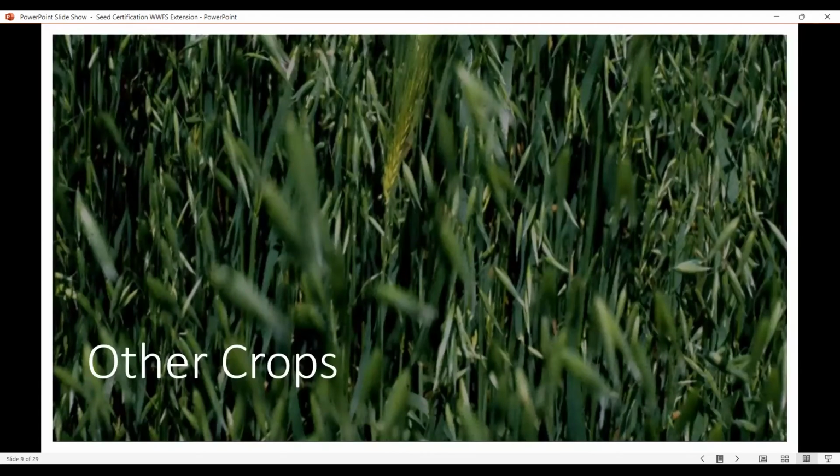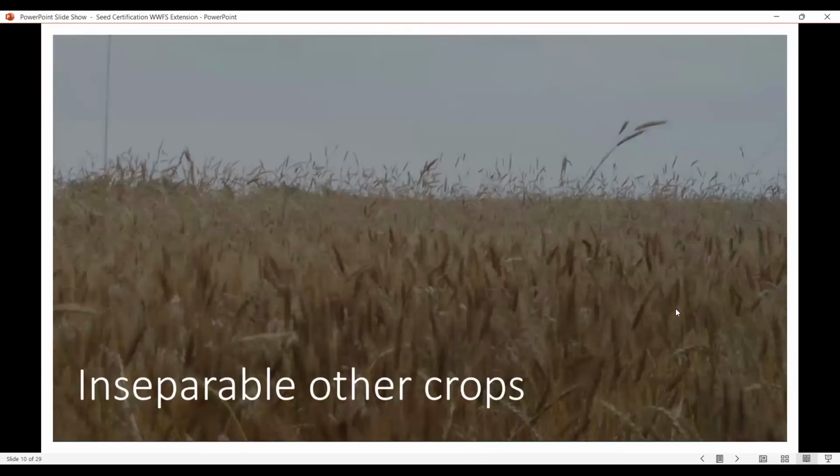Again, we look for other crops. This is a slide of an oat field, and if you see in the middle, there's a head of barley coming up. We also look for inseparable other crops. In the case of winter wheat, if we find rye in that field, it is rejected from certification. I worked in Oklahoma for a couple of years, and this is one of the fields that I didn't have to inspect. It wasn't in certification, but it shows you how bad that contamination can get.